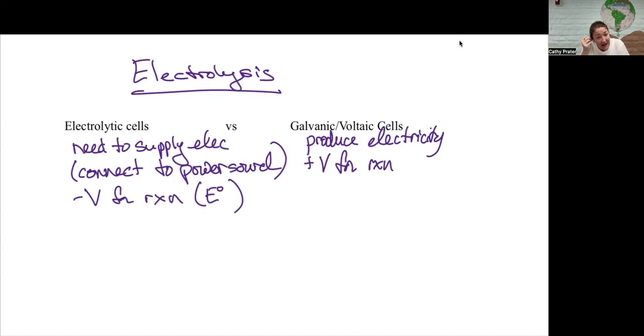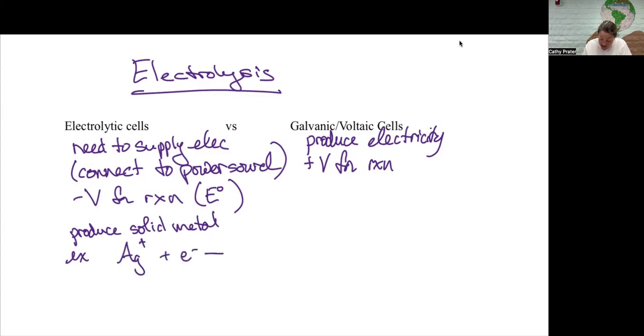With electrolytic cells, typically they're used to produce solid metal. So for example, we can electroplate, which is where you can put like a fancy metal on top of a lousy piece of jewelry. Like for example, we could take silver ions and add electricity to turn it into solid silver. And if we can make that happen on the surface of a less desirable metal, we can make it look like silver.